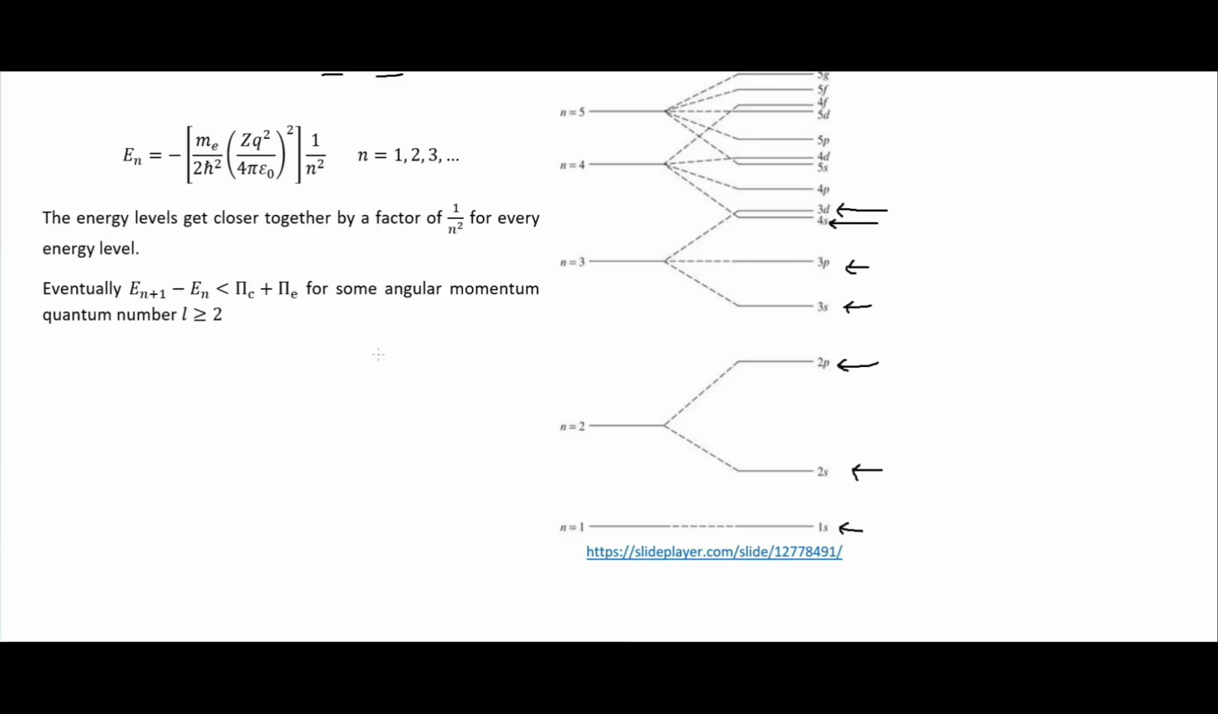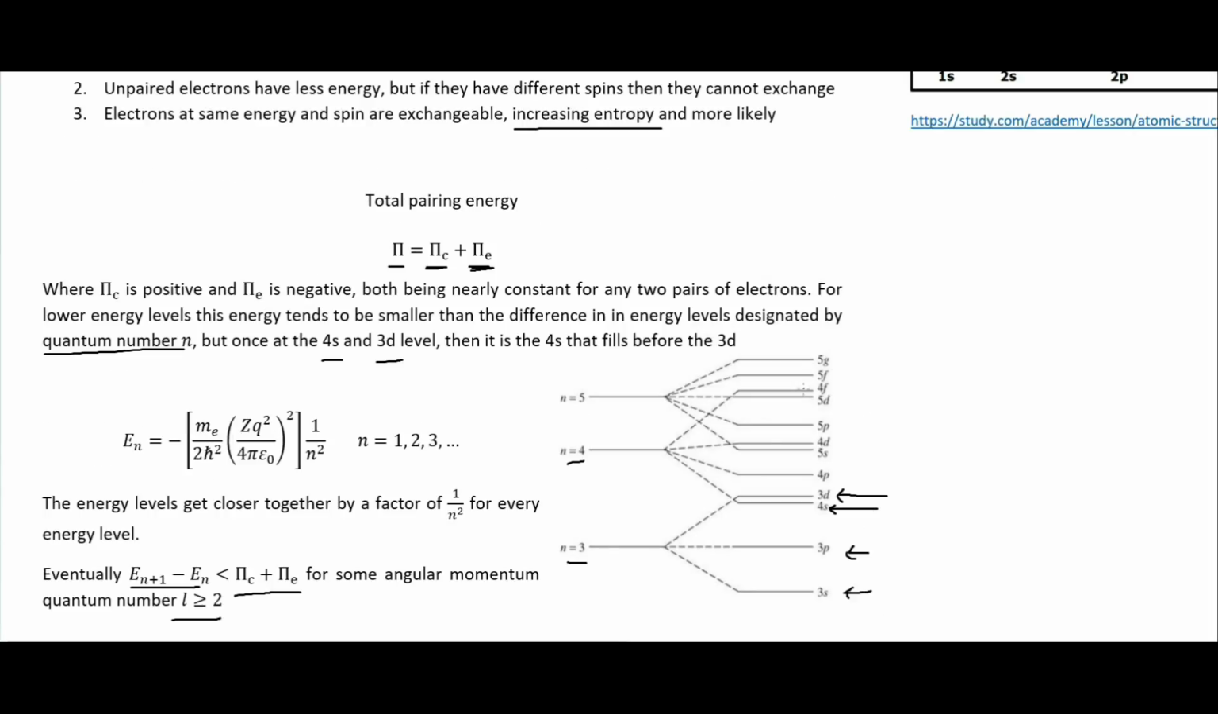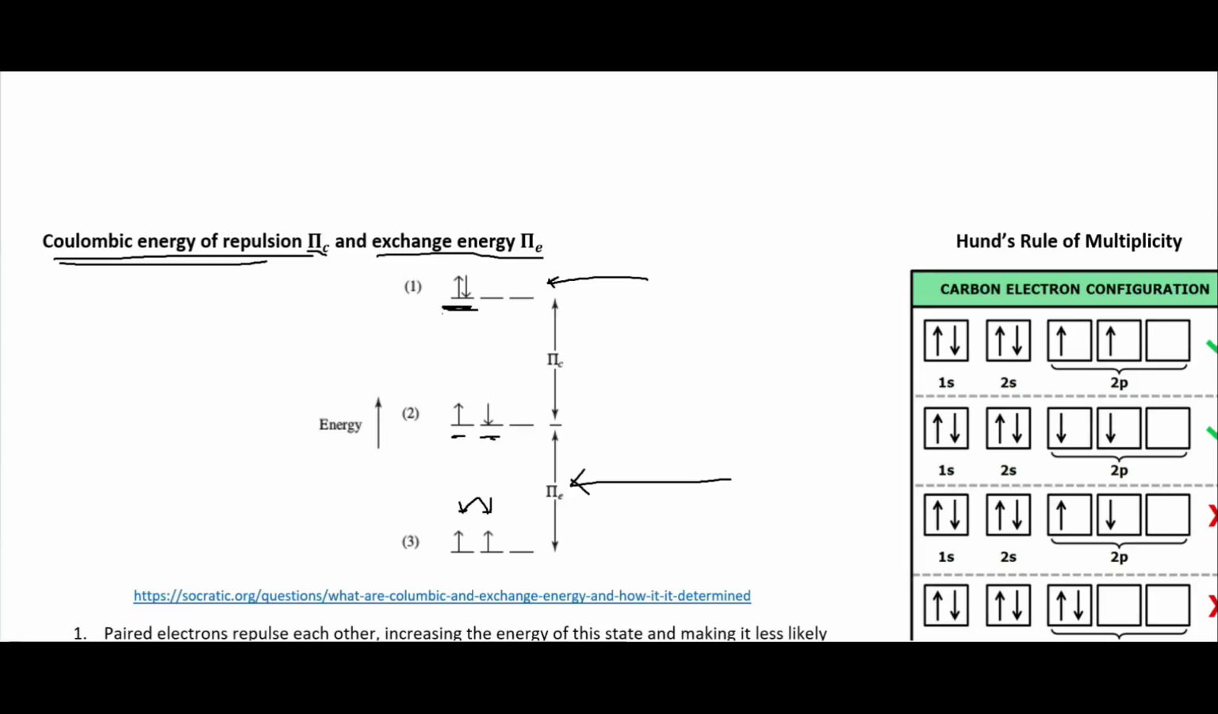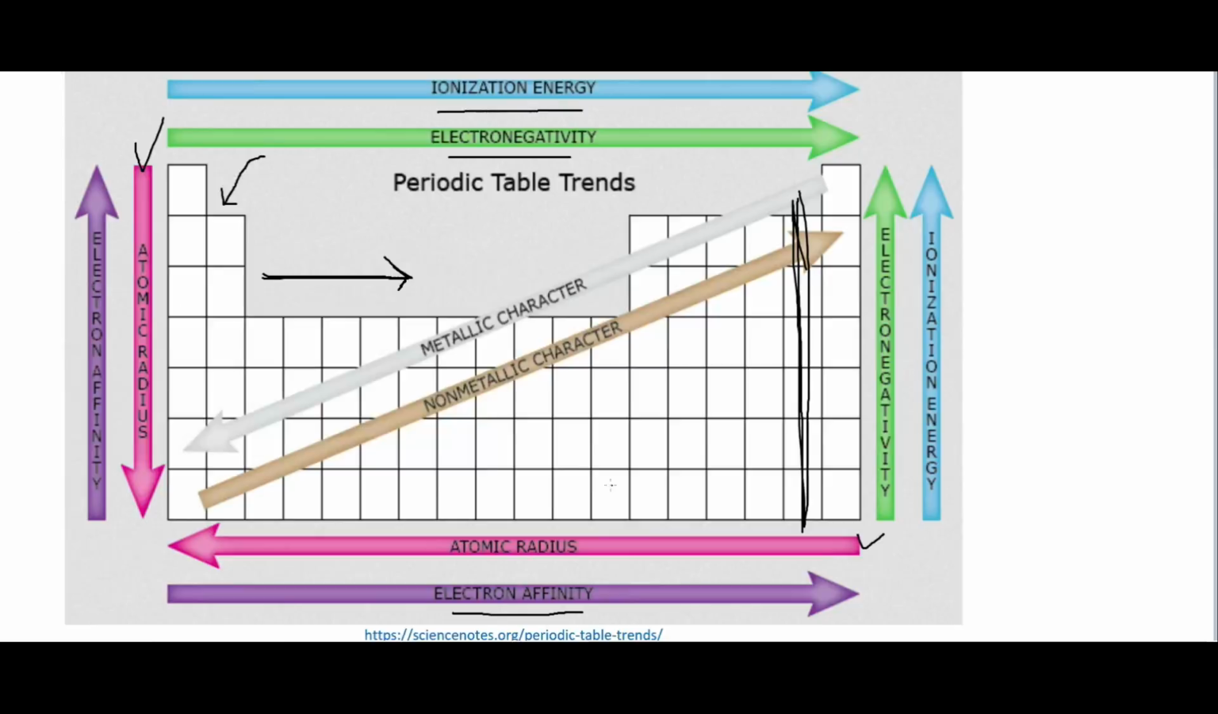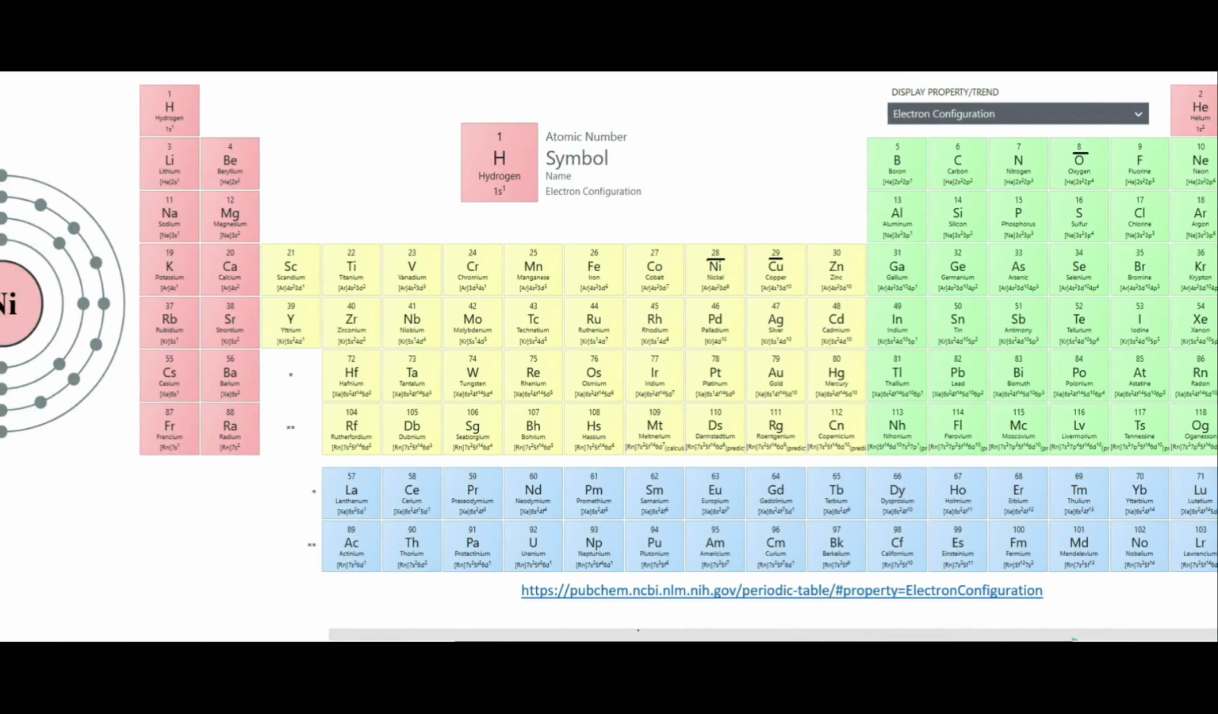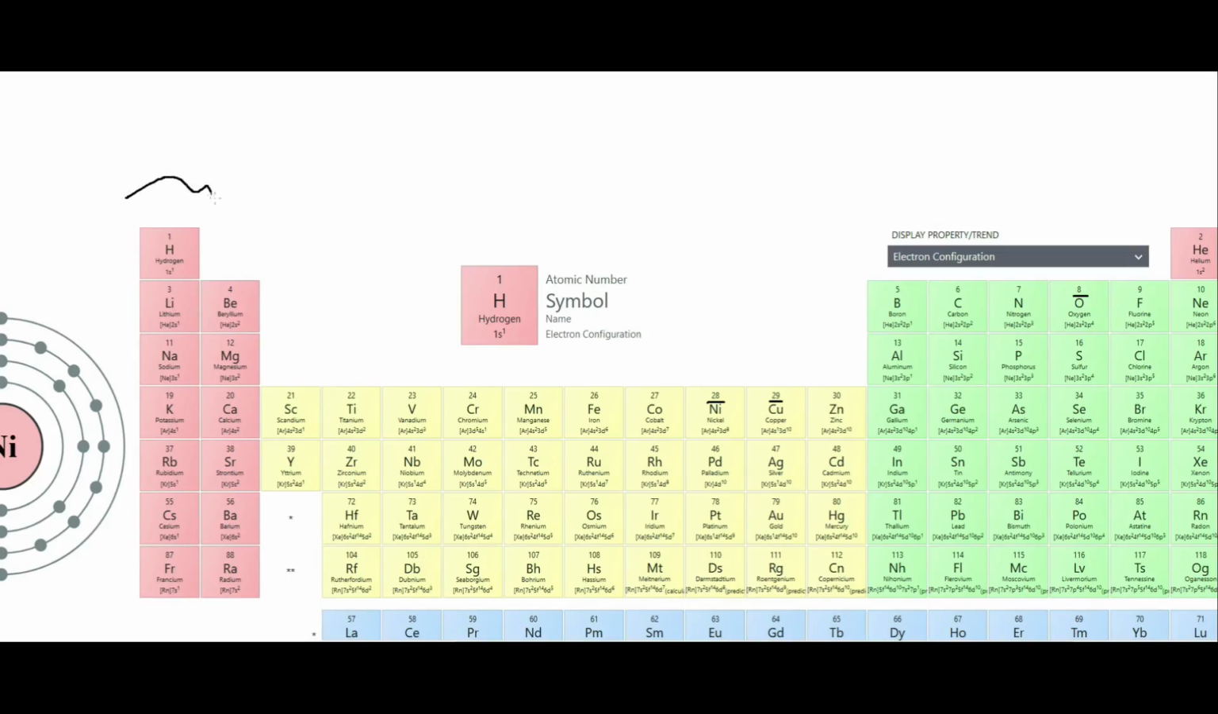And this is because the energy going from n equals 3 to n equals 4 at this point is actually less than the energy of the Coulombic repulsion plus the exchange energy. And we see that this is for L greater than or equal to 2. And so this actually explains another thing we see on the periodic table, which is why these ones here are filled in first, because the 4s get filled in first.